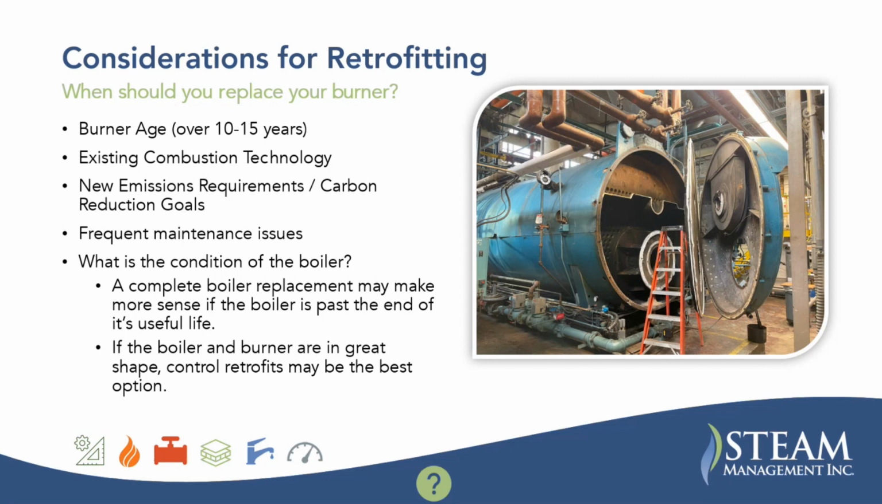The second consideration is the existing combustion technology. What do you have there now? If you already have a full O2 trim system, then there's not really any benefit there. But if you're looking at the jack shaft linkage control, modulating burner, there's some improvement that can be had there, and it can be significant.